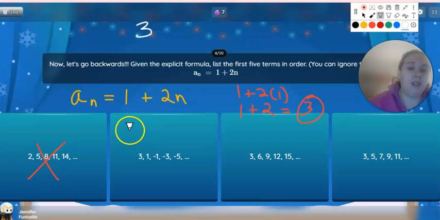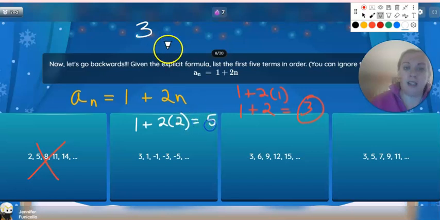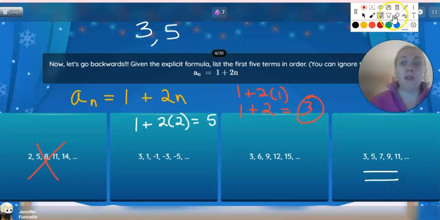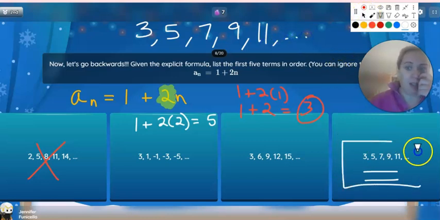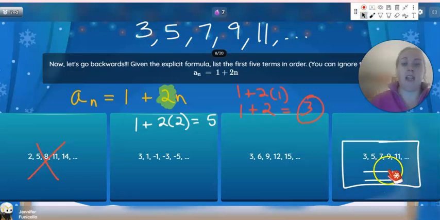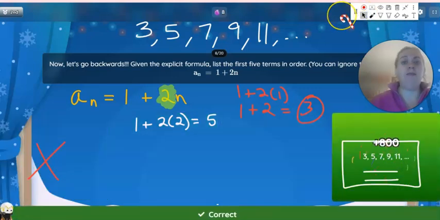Our second term is 1 plus 2 times 2. 2 times 2 is 4. 1 plus 4 gets us 5. So our next term is 5. We can also see that our common difference is being multiplied here, which is 2. So once we knew that that first one was 3, we could just add 2 to get 5, add 2 again to get 7, then 9, then 11. So we see our option D here, 3, 5, 7, 9, and 11.